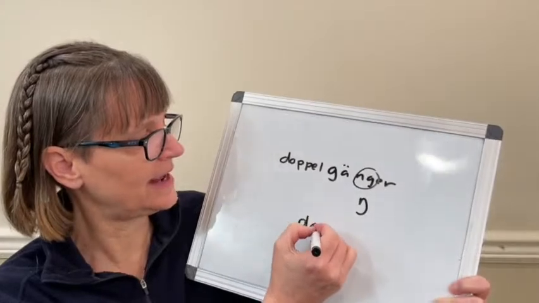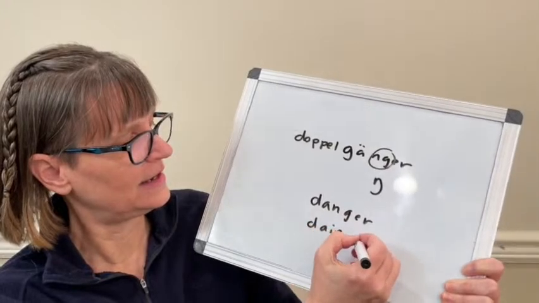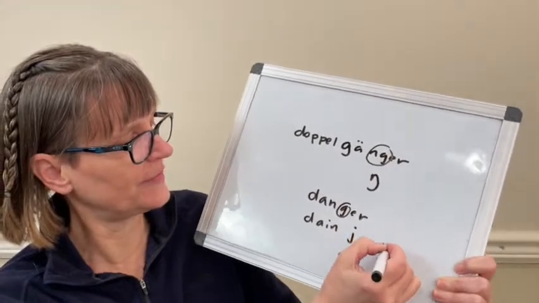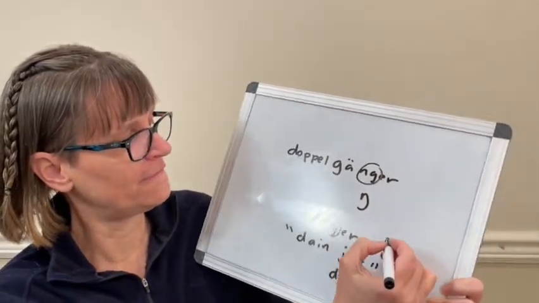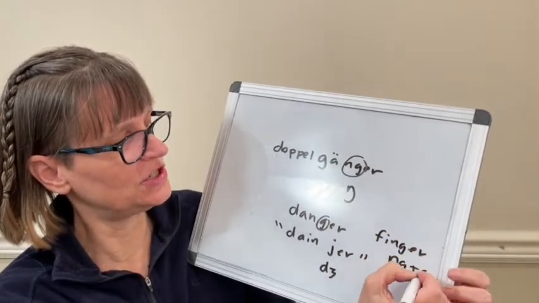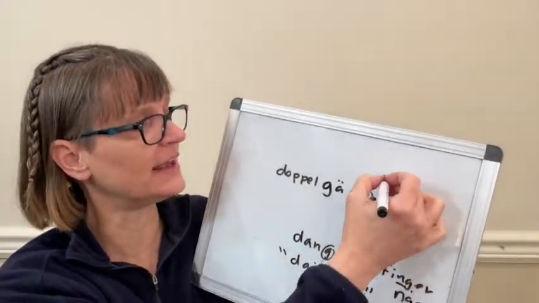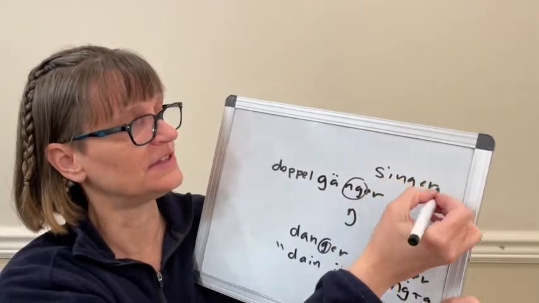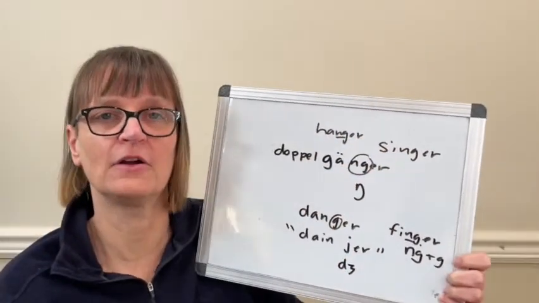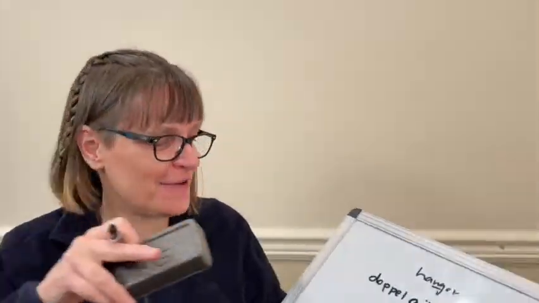So unlike danger, where the G says the J sound, or finger, where we have the NG sound plus the G sound, in doppelganger, "ganger" is just an NG sound, the same as in singer. Or a good one would be to think about hanger. Doppelganger. Interesting word. Thank you for that request.